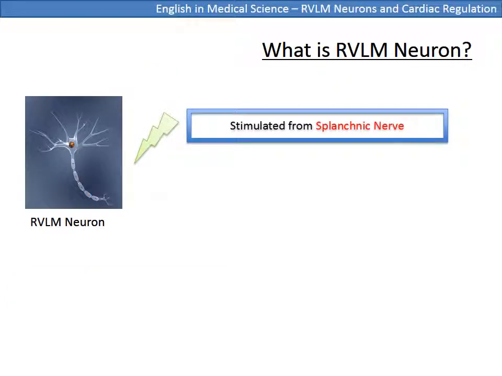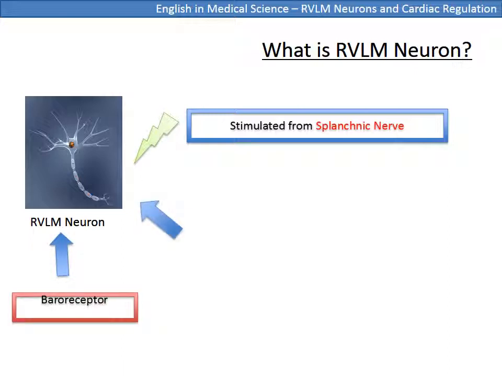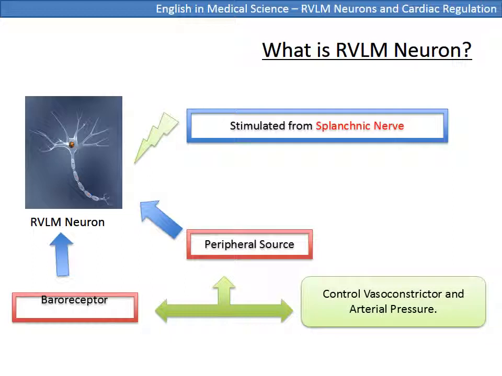In terms of the input, as preganglionic neurons, RVLM neurons receive inputs from the baroreceptor, and they also receive input from other peripheral and central sources, which in turn control the vasoconstrictor and arterial pressure of the cardiovascular system. RVLM neurons are also suspected to be involved in the visceral sympathetic reflex, since the activation of visceral afferents will change cardiovascular sympathetic nerve activity, blood pressure, and heart rate.